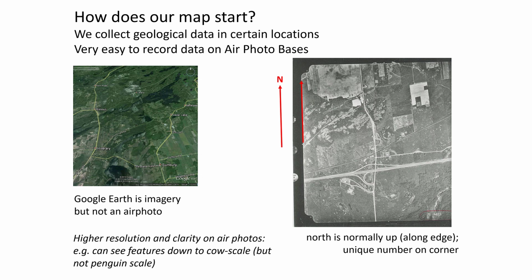An air photo is shown on the right of this slide, and north is normally up along the edge of the photo frame itself, and there's always a unique number in the corner for a registration number.